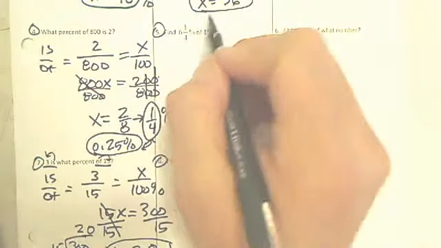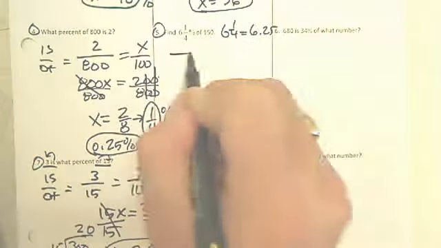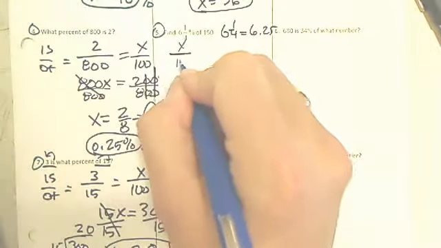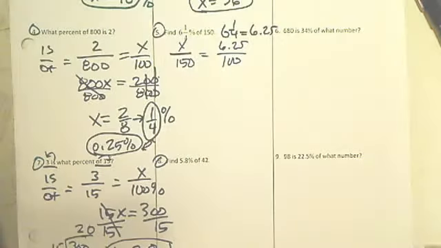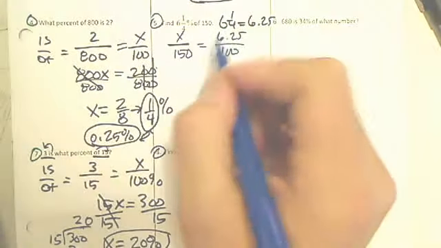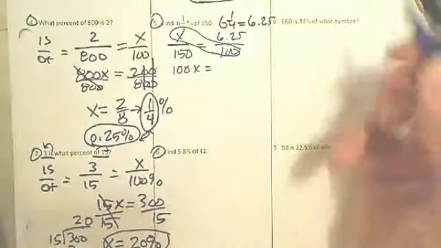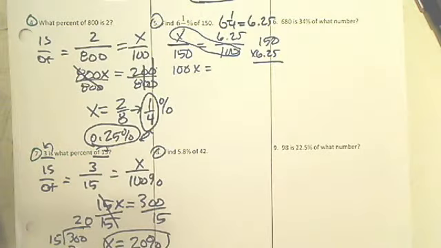Okay, so I'm going to translate 6 1/4. It's 6.25. I know I'm missing, let me switch over here. I'm missing the is. I have 150 on the bottom, 6.25 over 100. So when I cross multiply, the letter goes on the left, 100x. 150 times 6.25.